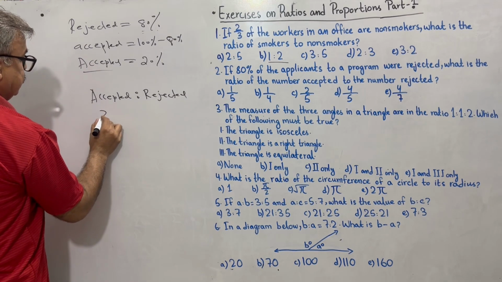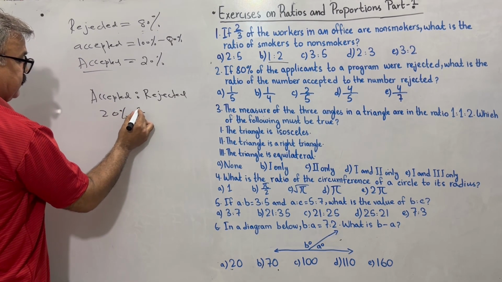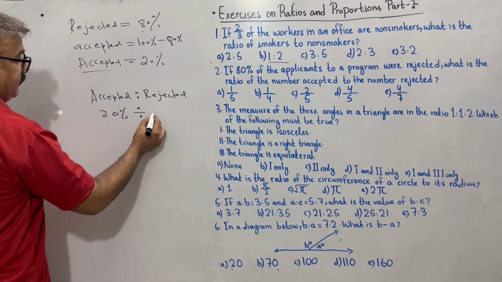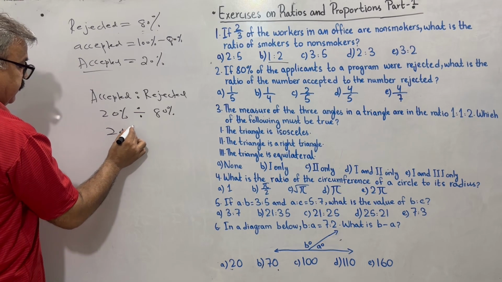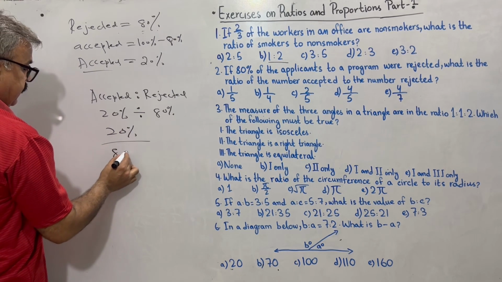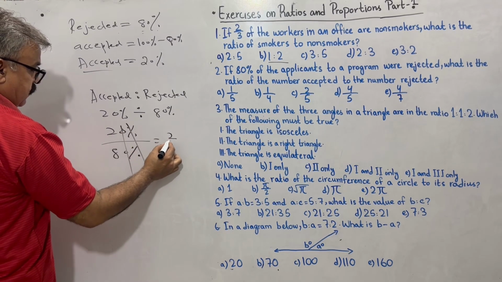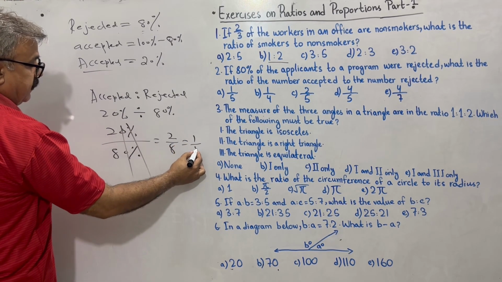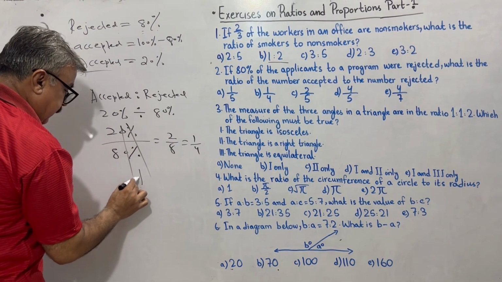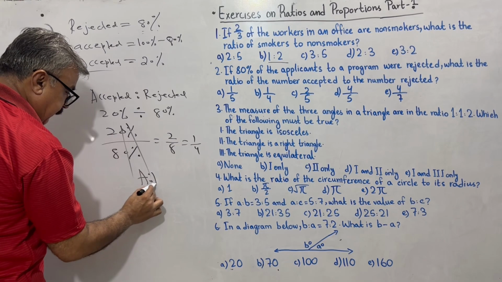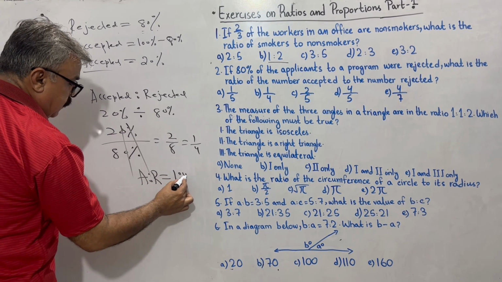Accepted are 20%. Rejected are 80%. Instead of ratio, I have introduced division. Just simplify them. 20% divided by 80%. Percent cancels, zero cancels. I have 2/8, or 1/4. So the ratio of accepted to rejected is 1/4.